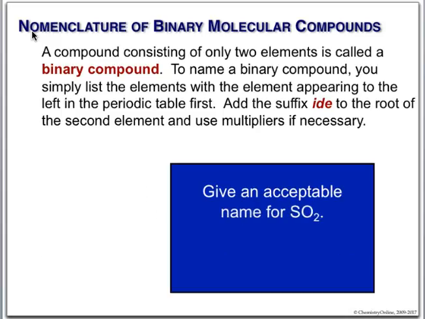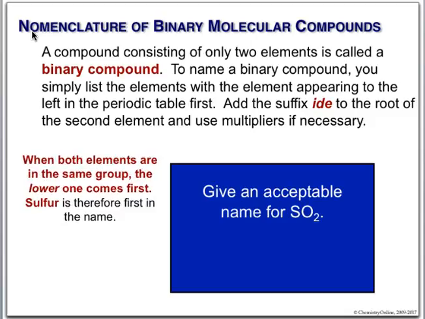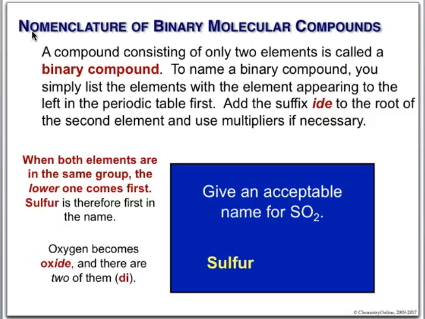1 sulfur, 2 oxygens. What's our first word? Sulfur, and we're not going to use a mono, are we? Dioxide. We have 2 oxygens. How do we say 2? Di. Sulfur dioxide.